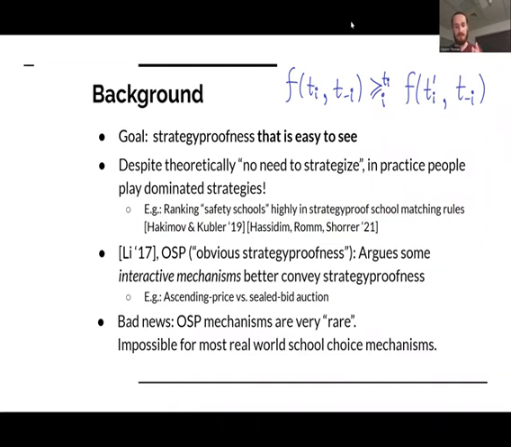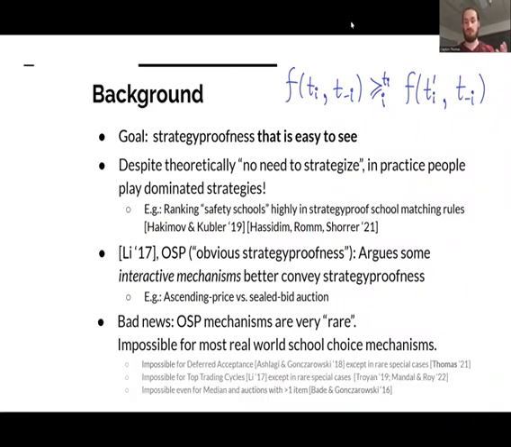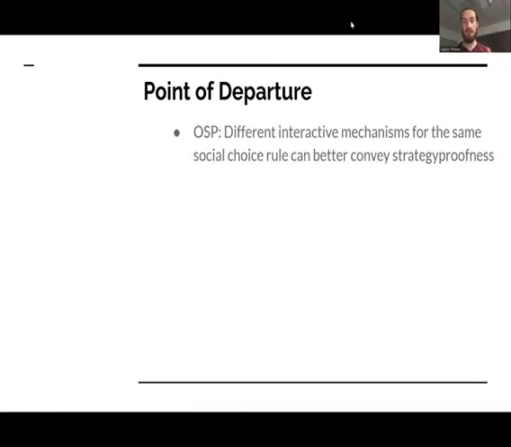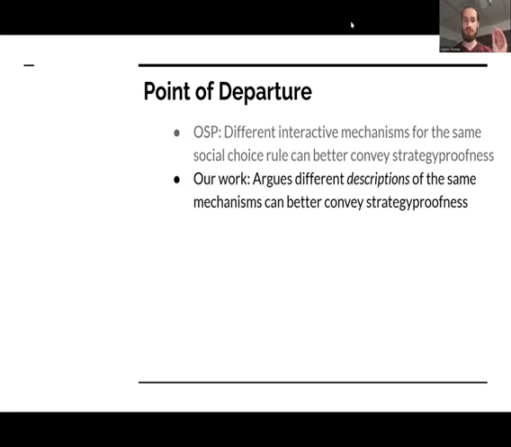Unfortunately, it turns out that OSP mechanisms are quite rare, and they're almost completely impossible for most real-world school choice mechanisms, as a pretty big body of literature has shown. So our biggest departure point from the idea of obvious strategy-proofness is not to think about different interactive mechanisms for a given social choice rule, but to think about different descriptions of the same mechanism.